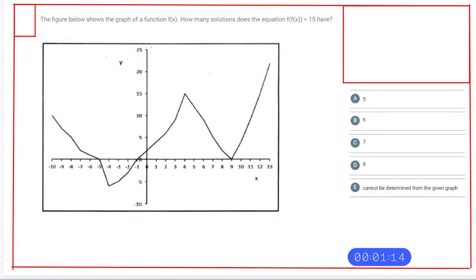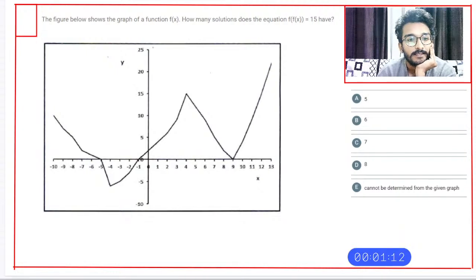So try this question. This question is based on function and graph. We have a function, this is the y equals f(x) graph. We have to find the solutions for the equation f(f(x)) equals 15. So give it a try.